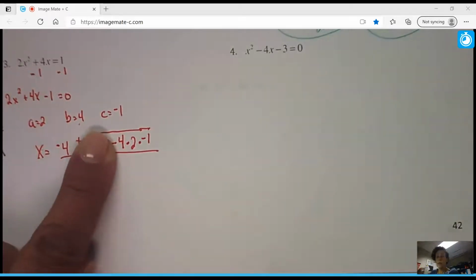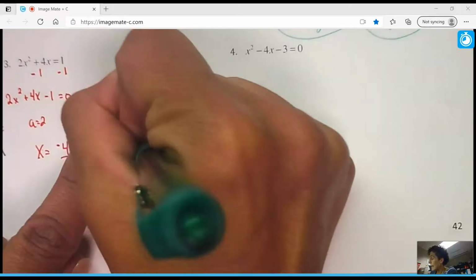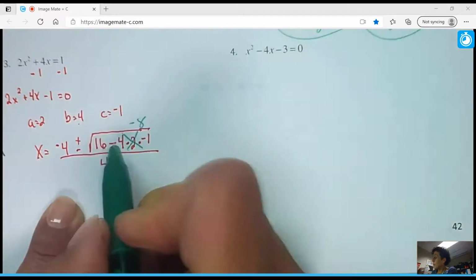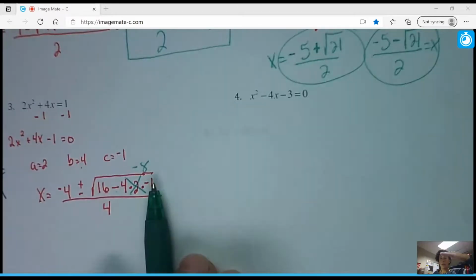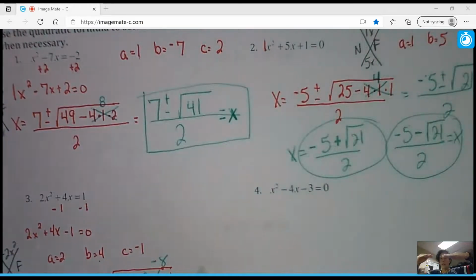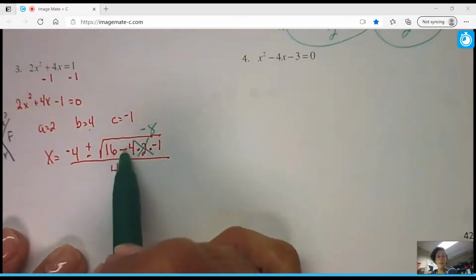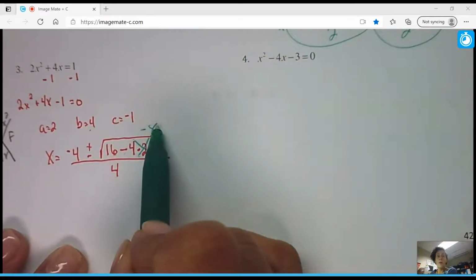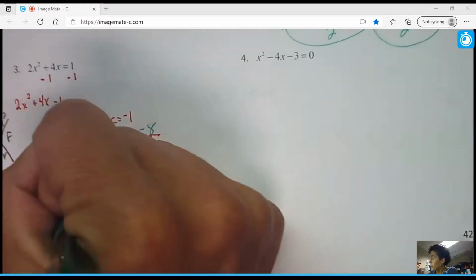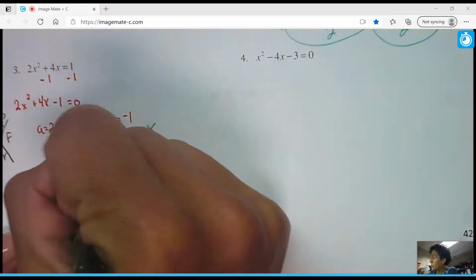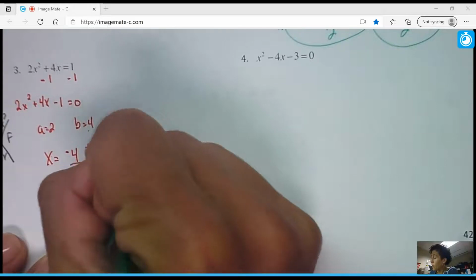So 4 times 2 times negative 1 is a negative 8. And remember, when you subtract a negative, you're going to bring those together, and it's going to make a positive. So this is actually going to be 16 plus 8, which is 24. So moving down, inside that radical, that check mark, it's 24.